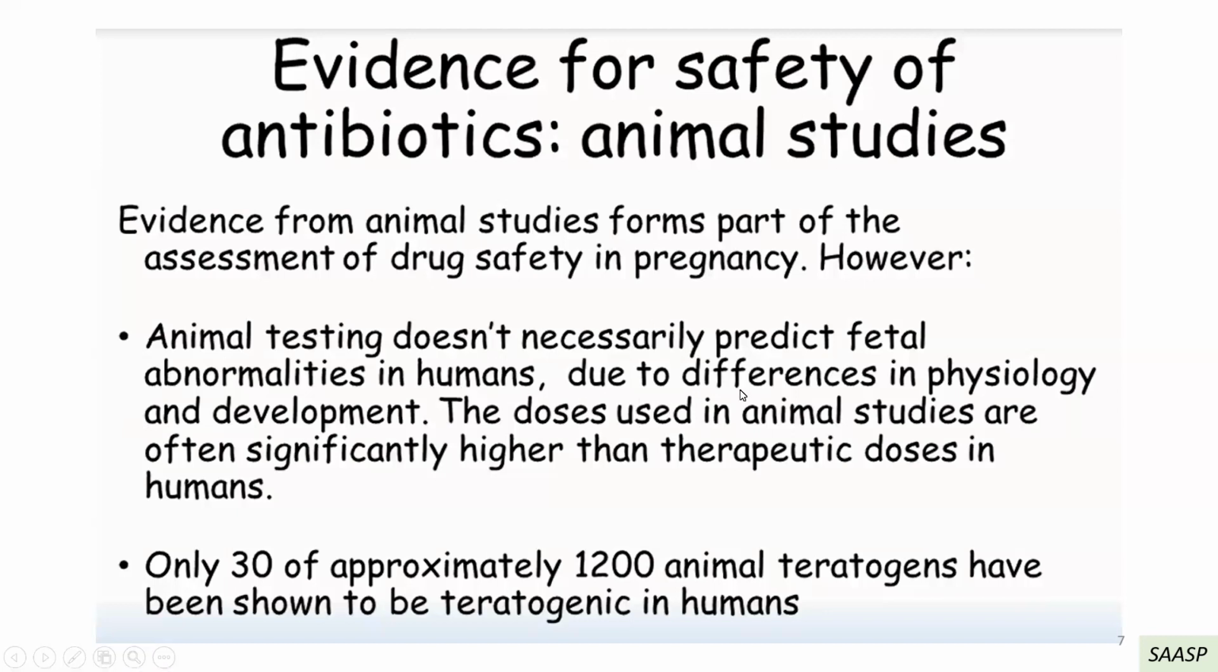And the reason is because of the differences in physiology and development. So they're different for the animal and the human. So it poses a problem. And the other one is that the doses used in animal studies are significantly higher compared to the doses in humans. So that's also one of those challenges, especially when you are relying on animal studies, in terms of the dose and the physiological and developmental basis in these patients. Now, what was found was that only 30 of the approximately 1,200 animal teratogens have been shown to be teratogenic in humans. That's a small number in terms of the effect on babies.